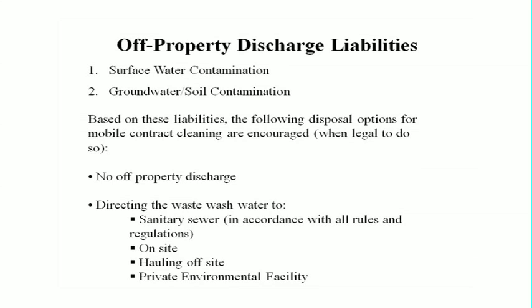All property discharge liability: surface contamination, groundwater contamination. Based on liabilities, the following disposal options for robo contract cleaner are encouraged when legal to do: no all property discharge, directing the wastewater to the sanitary sewer, on-site, hauling off-site, and private environmental facility.